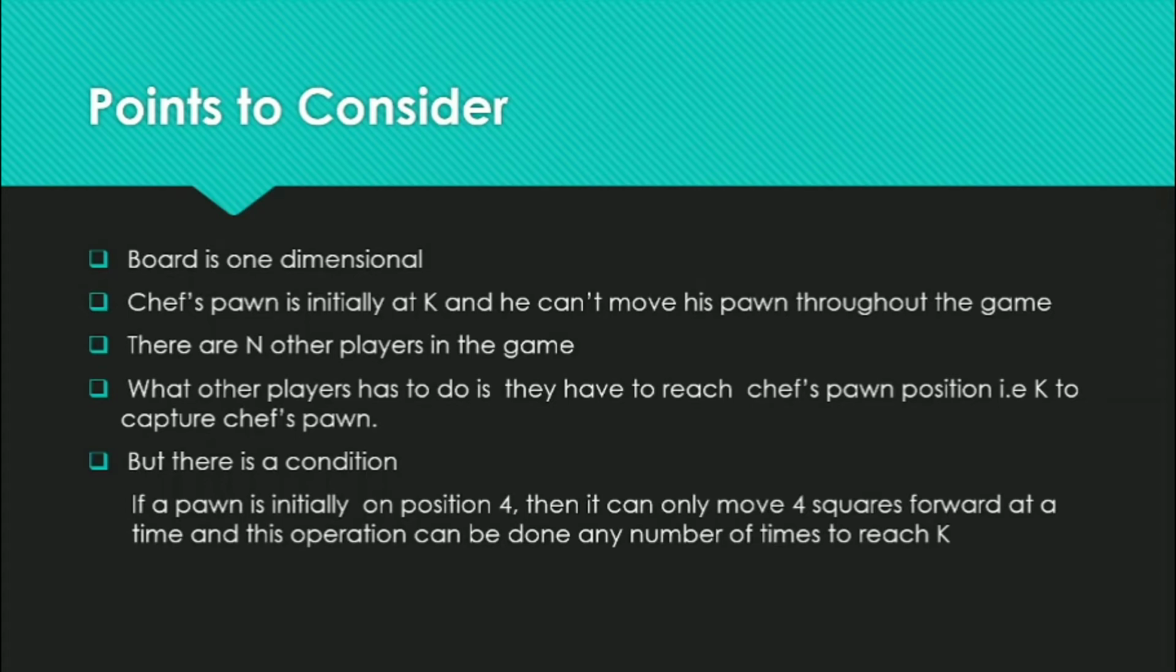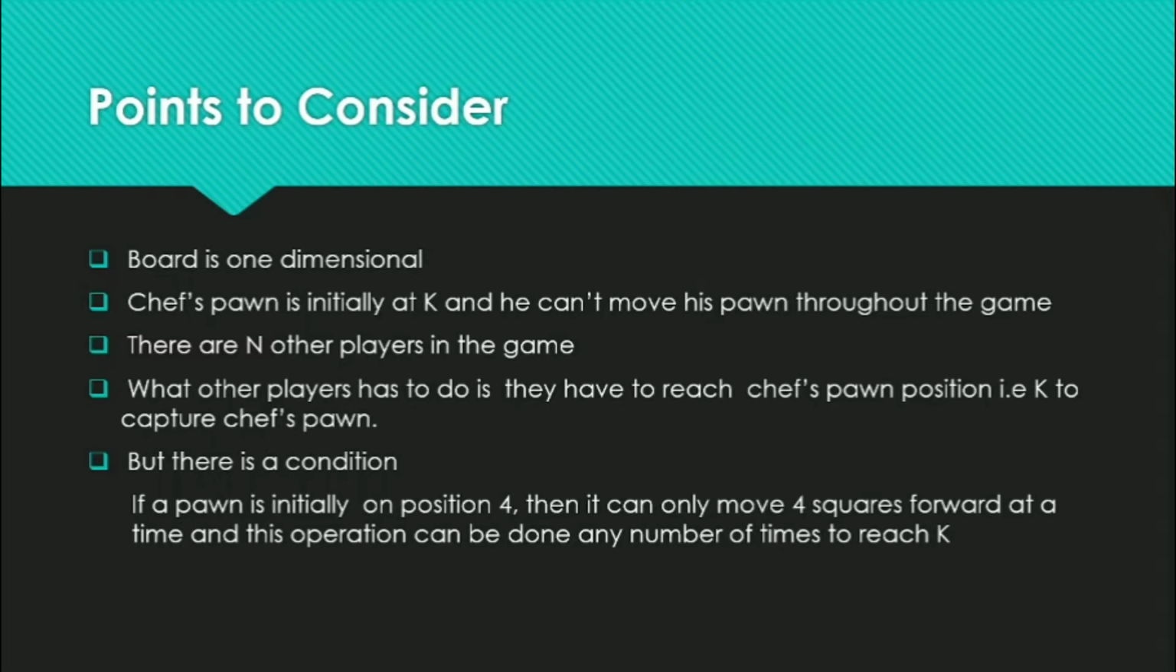Now what the other players have to do is reach Chef's pawn position, that is k, to capture Chef's pawn. But while reaching that position there is a condition. Now let's see what the condition is. If the pawn is initially on position 4, then it can only move in the forward direction, and it can move only 4 squares forward at a time. Why 4? Because the initial position of that pawn was 4, therefore it can only move 4 squares forward at a time. And this operation can be repeated any number of times to reach k.